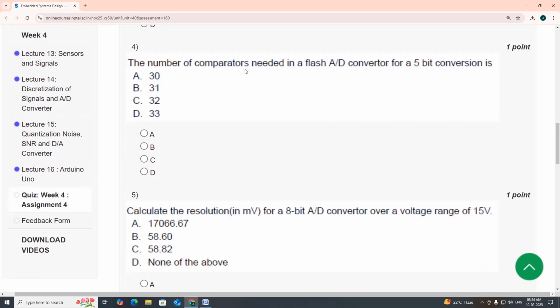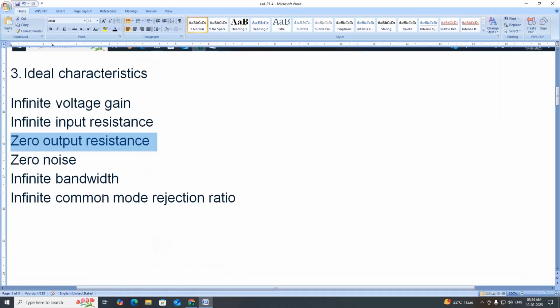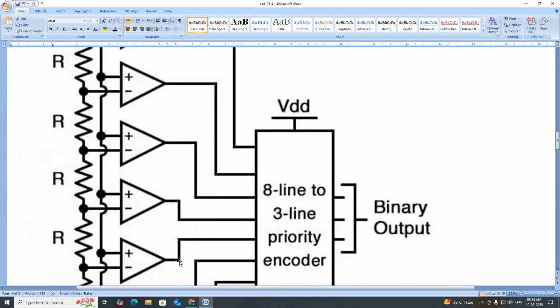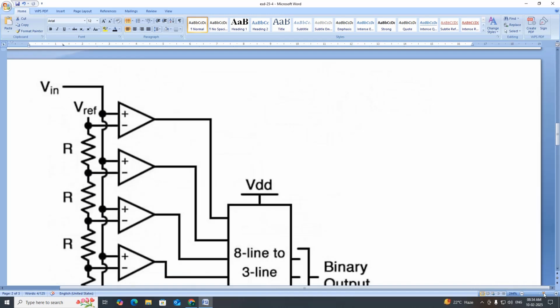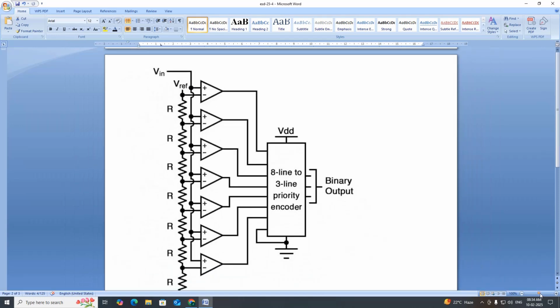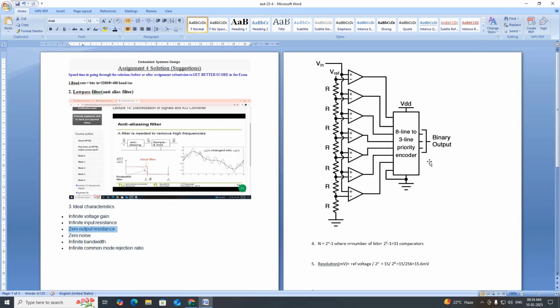The number of comparators needed in a flash A/D, analog to digital converter, for a 5-bit conversion is, we'll see now. I'll reduce the size. You can see here the number of comparators. This is for 3-bit. 1, 2, 3, 4, 5, 6, 7. So it is 2 power 3 minus 1. So the formula that we can use is this one.